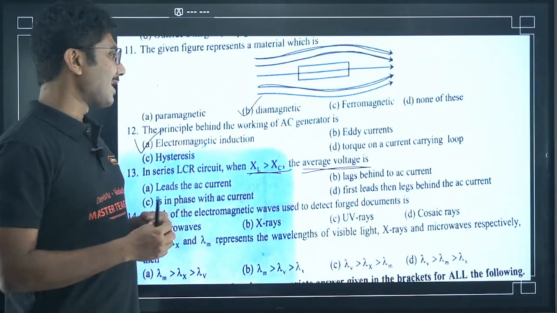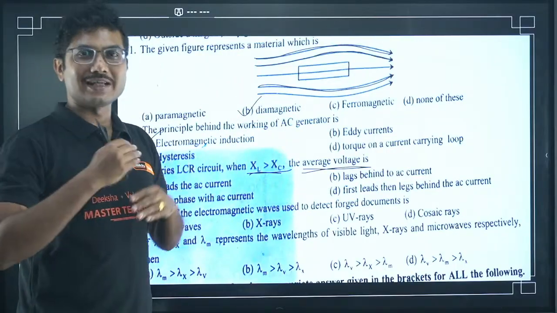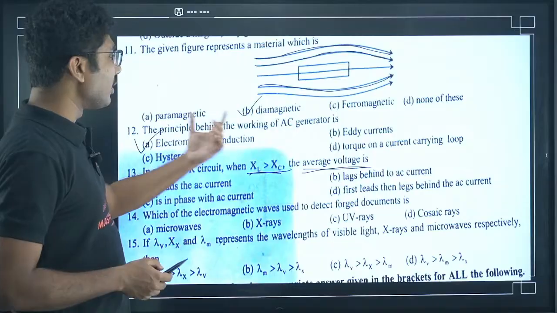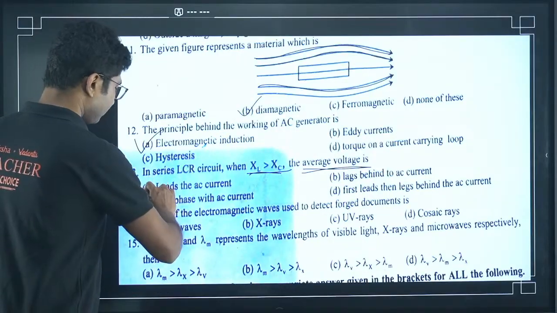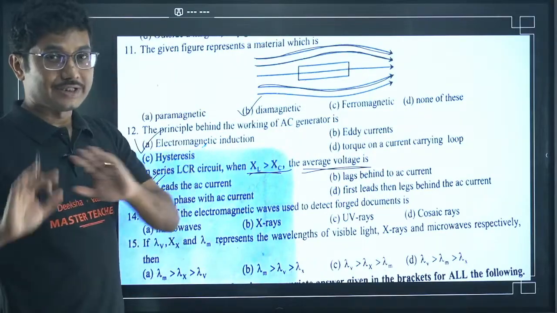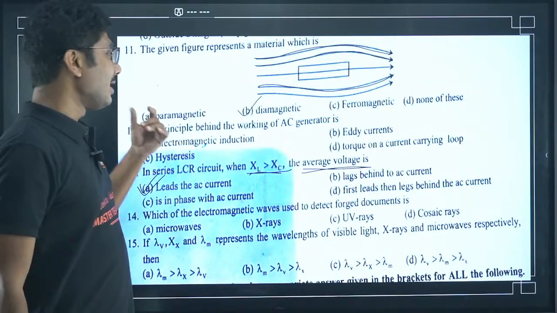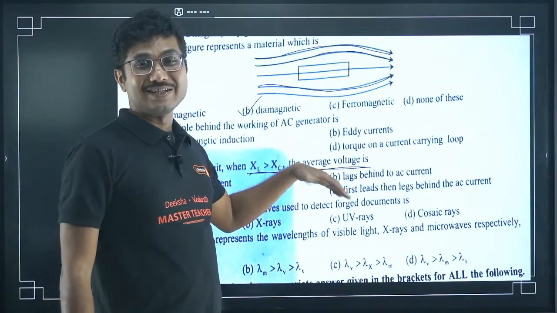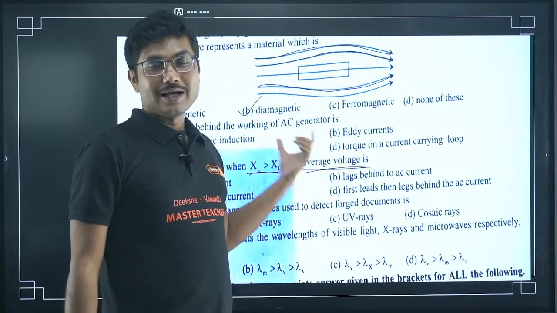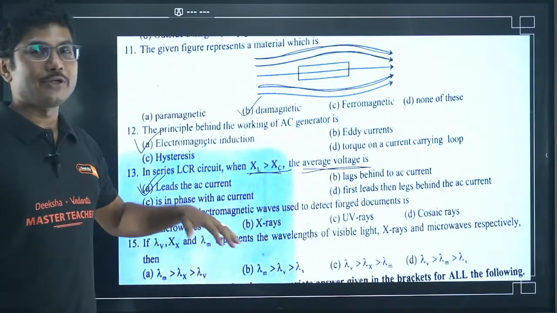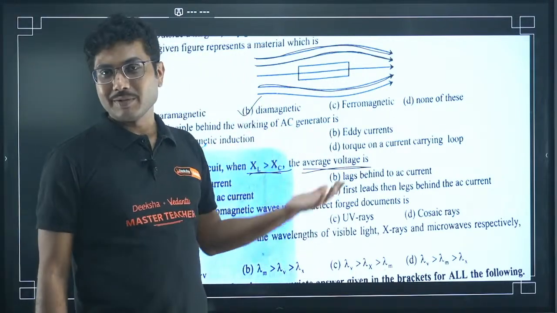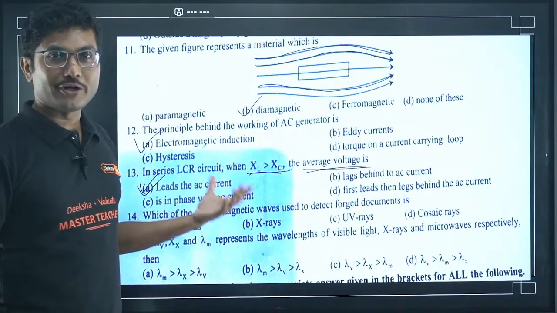That is a slightly same question, but they have changed the language a little bit. So voltage will lead the current. This is a very interesting question. You may make a mistake here because it is just inverted. If it was given as average current, then it would have been your common question. Current is lagging behind. Current lag means voltage leads.